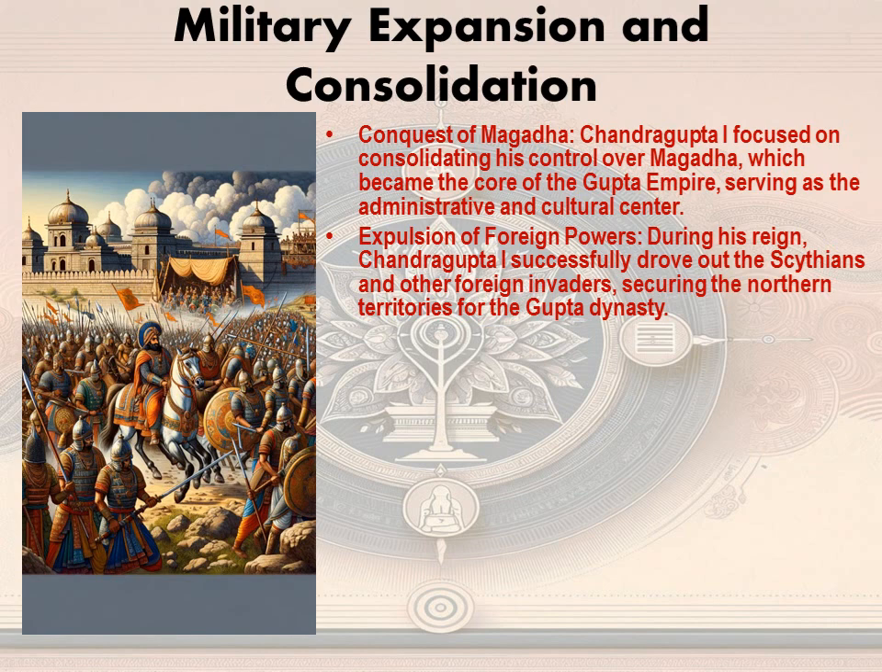Expulsion of foreign powers. During his reign, Chandragupta I successfully drove out the Scythians and other foreign invaders, securing the northern territories for the Gupta dynasty. So the Scythians had an Indo-Greek influence. They were the offshoots of the Greek Empire that existed in Central Asia.